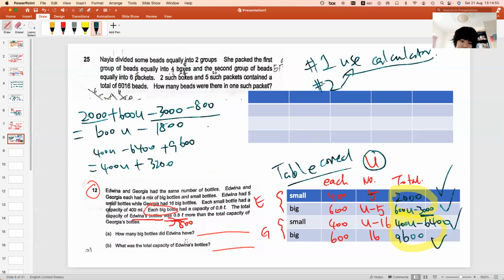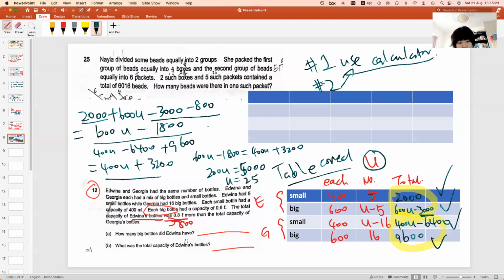This looks better. Okay, so once you have this, then you just equate this and this together. So bring it over: 200U, bring it over, 400, 4,000. Okay, 5,000. Double check with calculator. 5,000. Okay, now U equals 25. Is your U equals 25?